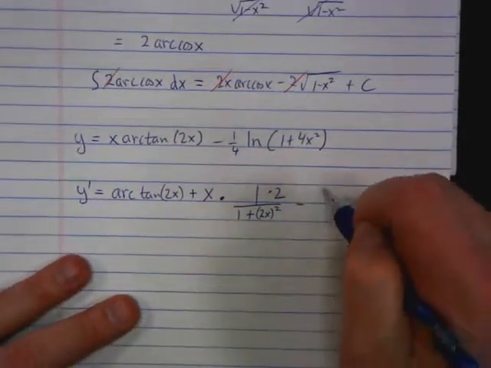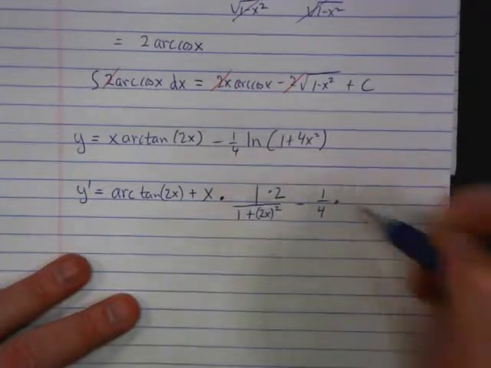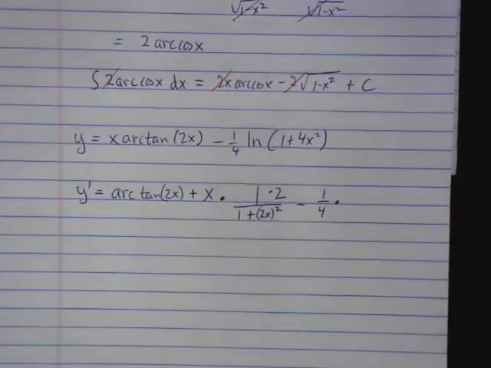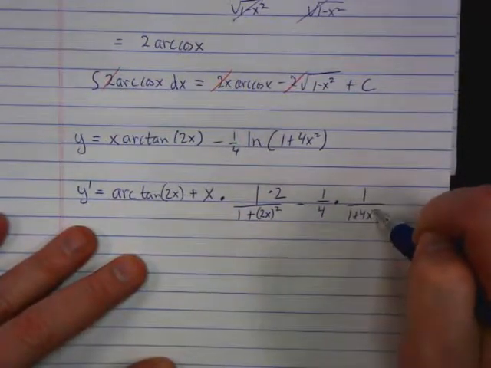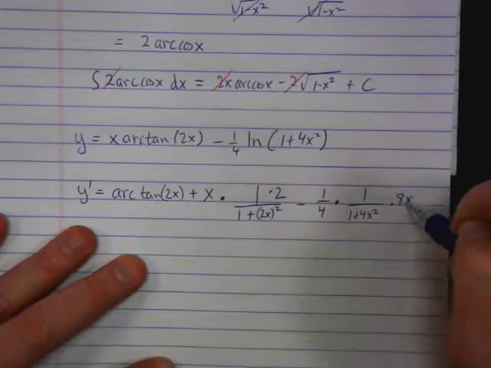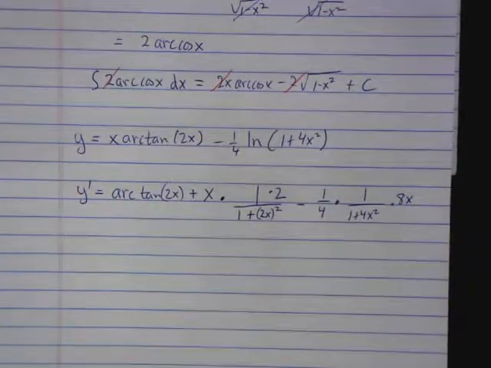Minus 1/4 times, what's the derivative of ln of 1 plus 4x squared? 1 over 1 plus 4x squared times 8x. 1 over 1 plus 4x squared, and then you have to take the derivative of the inside, which is 8x. Questions on that?